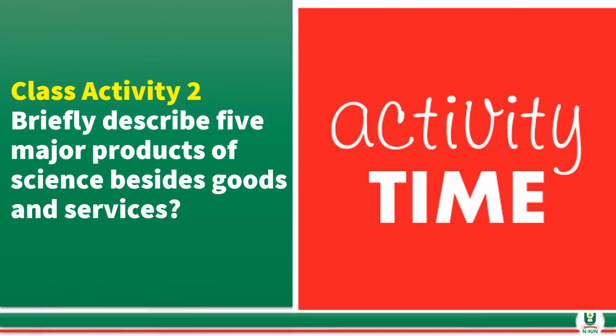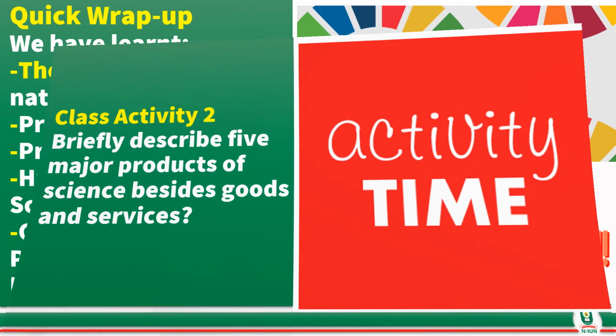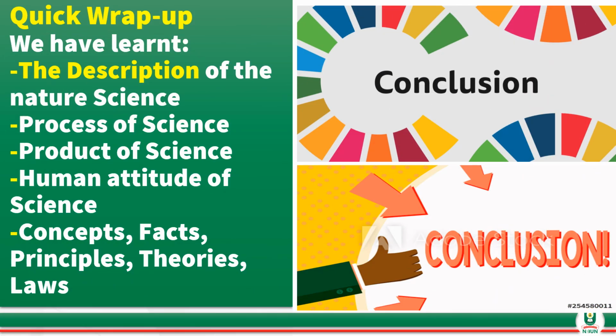Now, in our class activity for the second time, I want you to describe 5 major products of science. Describe them in writing, besides goods and services that are known to most. A quick wrap up of what you have learned in this class. We have learned the description of the nature of science. We talked about process of science, product of science, and also human attitude to science. We looked at the constructs such as concepts, facts, principles, theories, laws, and so on.